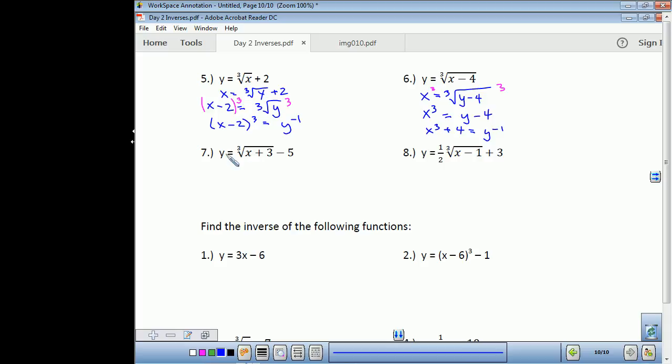Okay, we're going to skip number 7 because number 8 kind of covers what number 7 would have done anyway. And so let's do it. We switch x and y. Alright, on number 8, what's got to go first? The 3. So we'll subtract that 3 to move it to the other side.